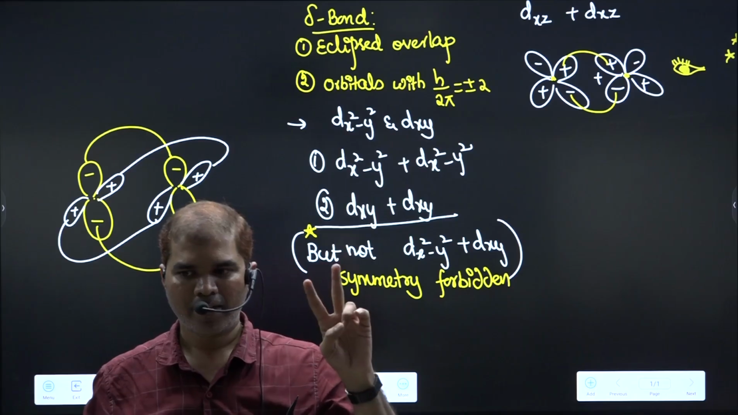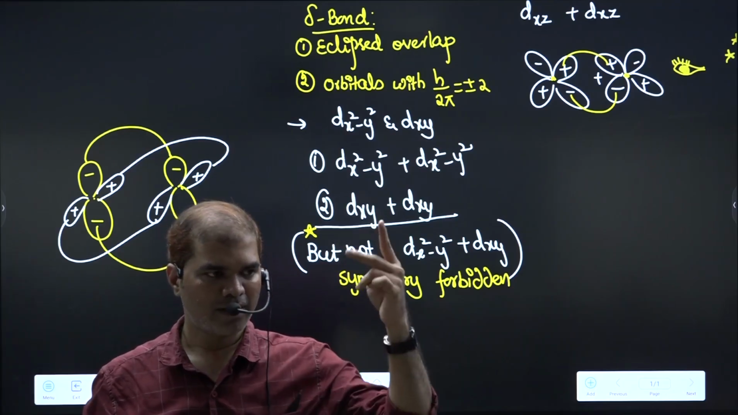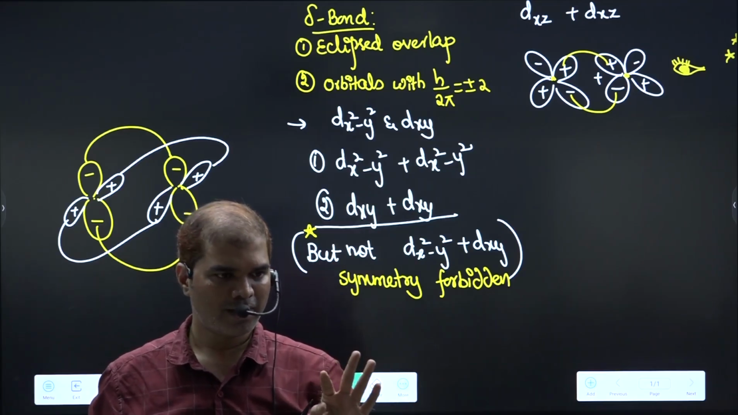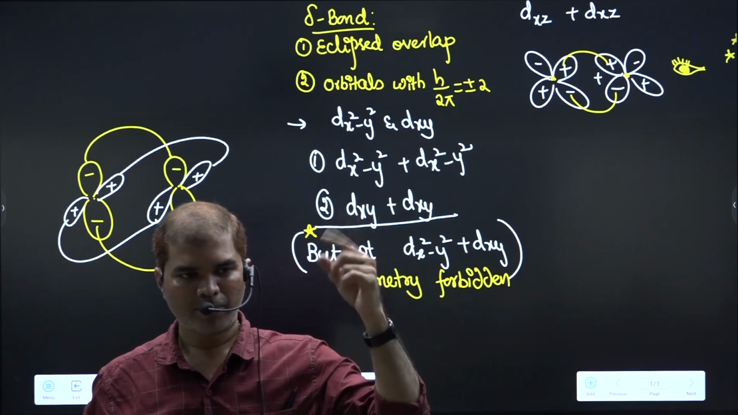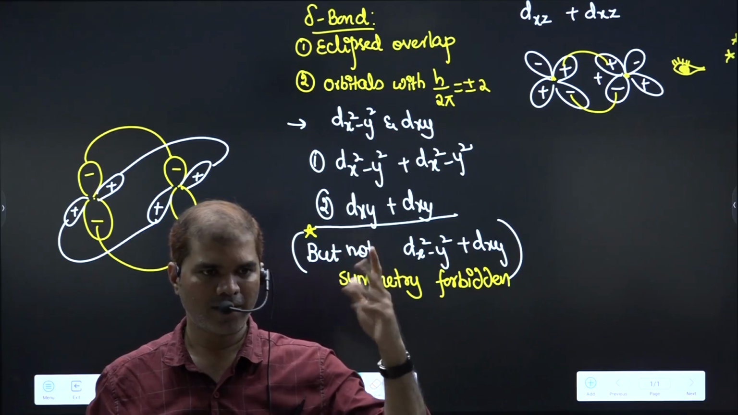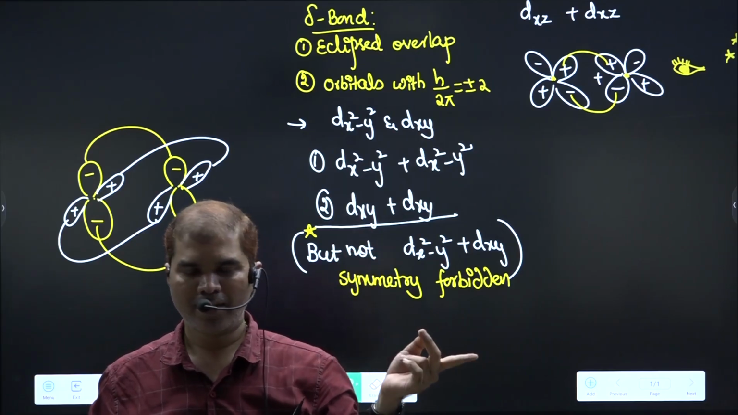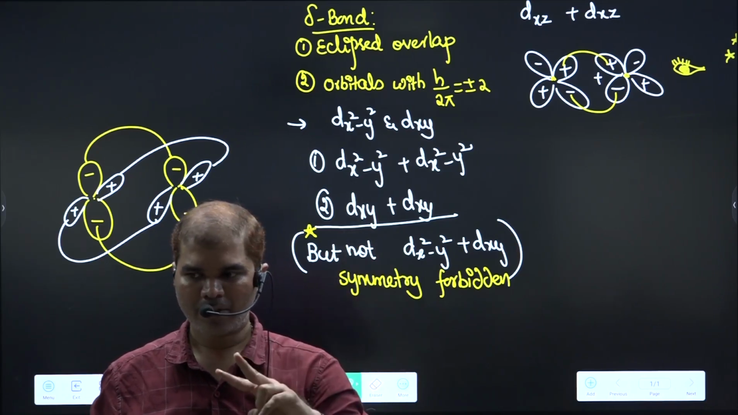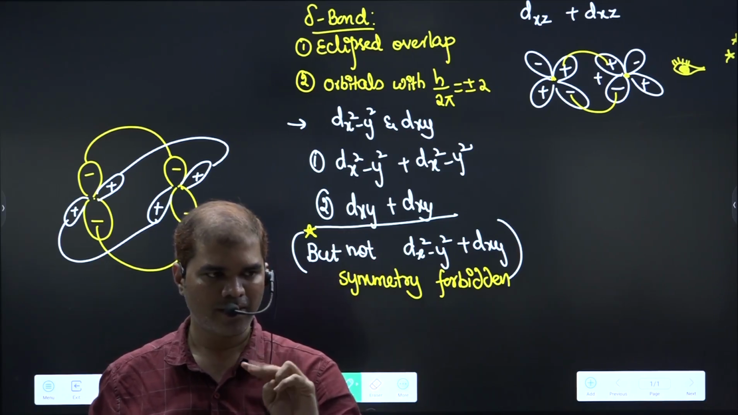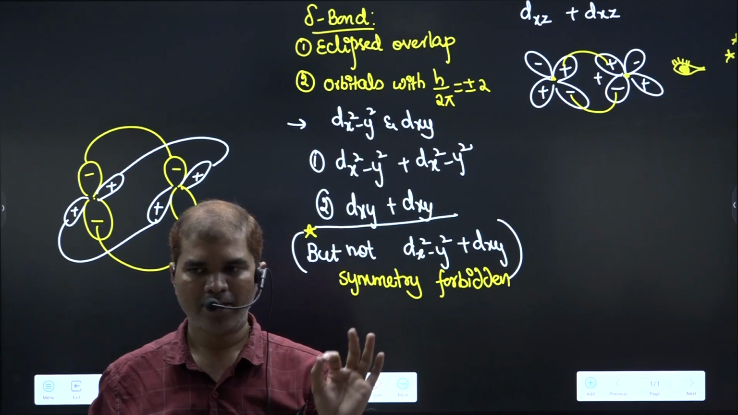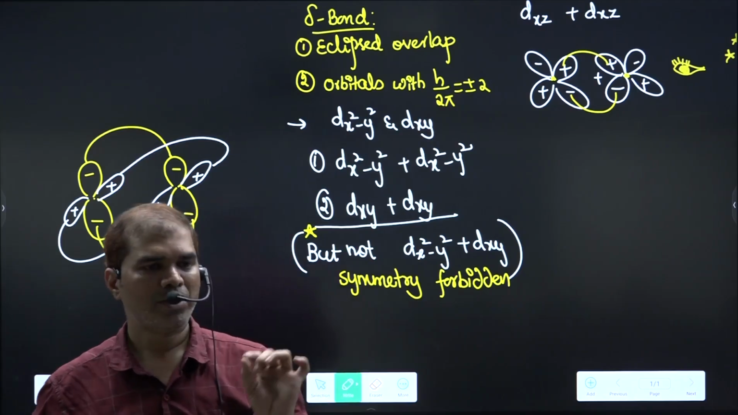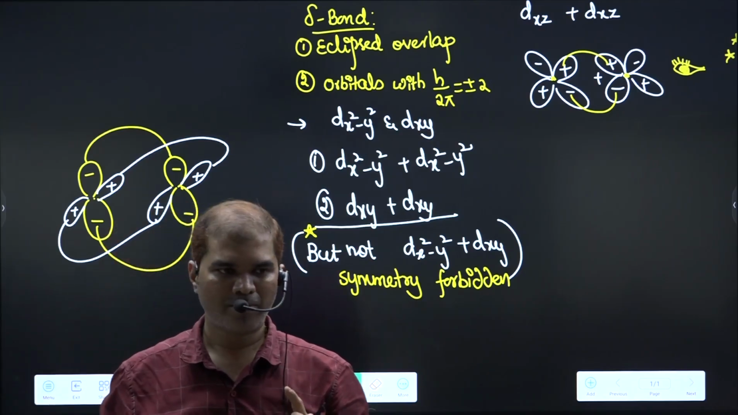Sigma, pi and delta. For sigma there are more number of combinations. For pi at least 6 combinations are there. For sigma 6 plus sp, sp2, sp3. So you can call it 9 combinations. And for delta only 2 combinations: dx square minus y square plus dx square minus y square, and dxy plus dxy, but not the other way. Okay.